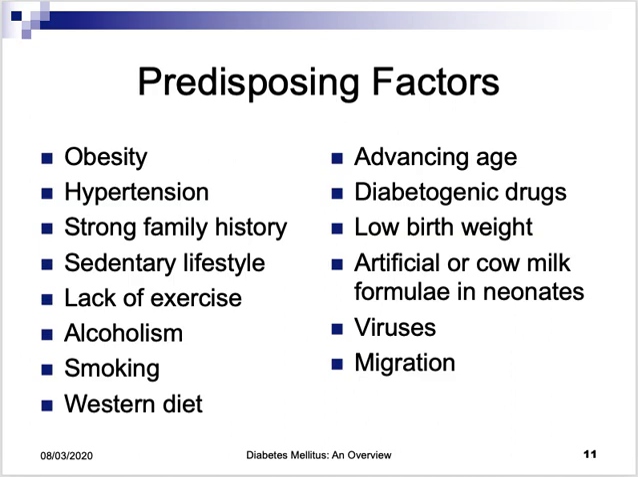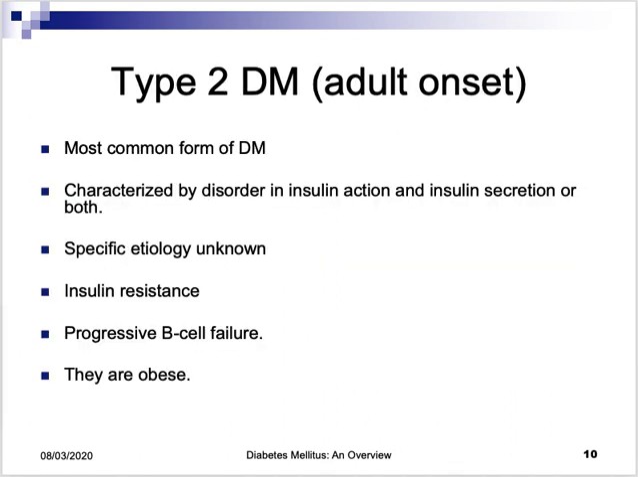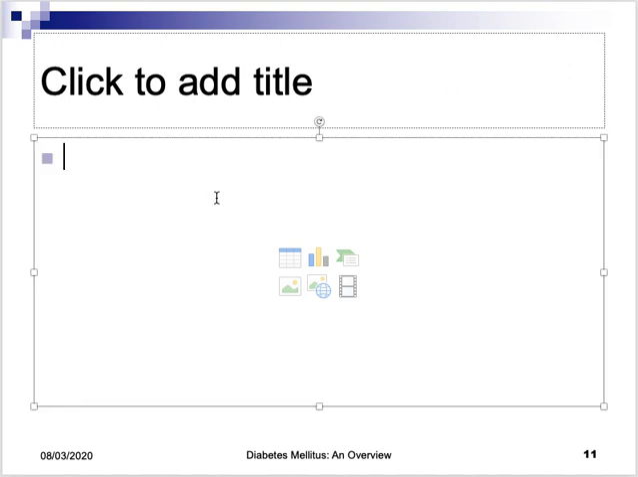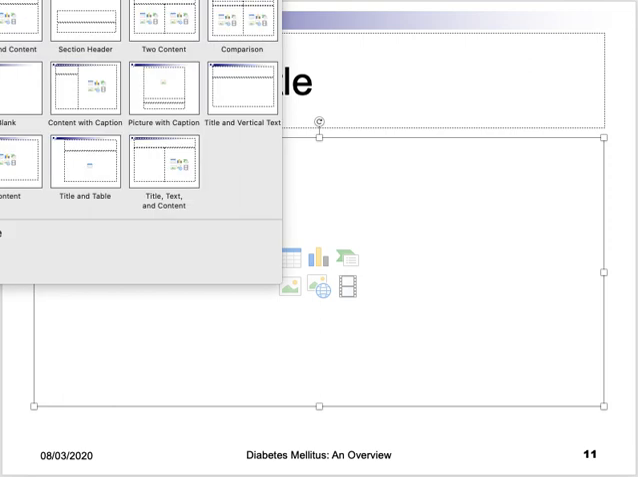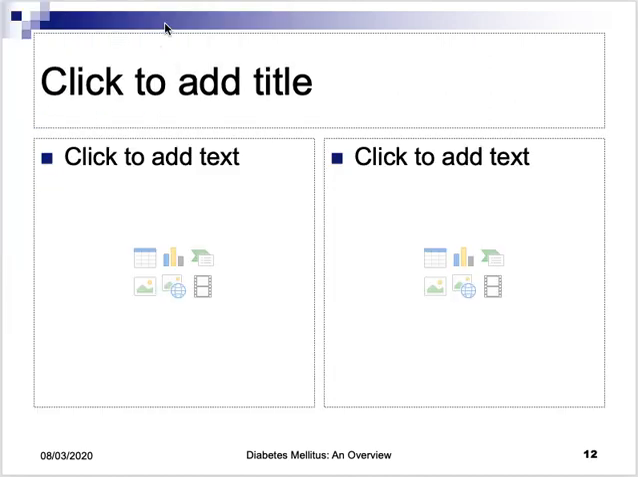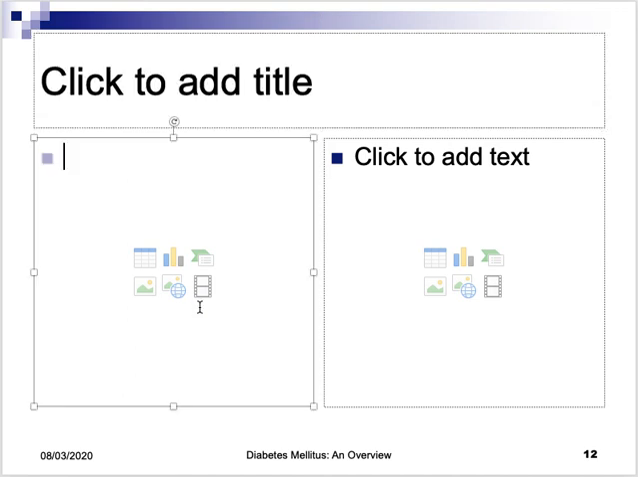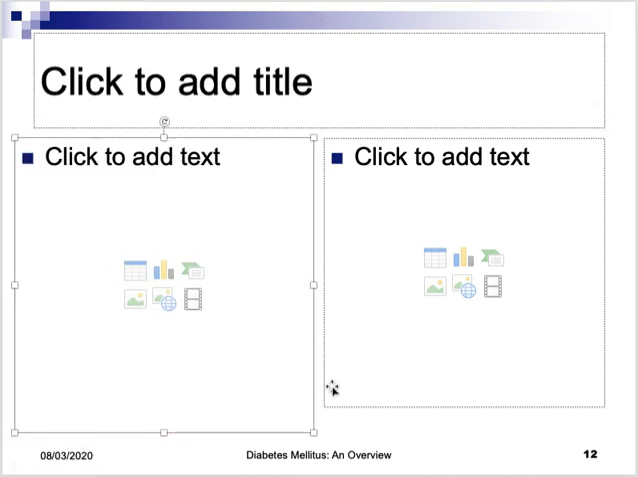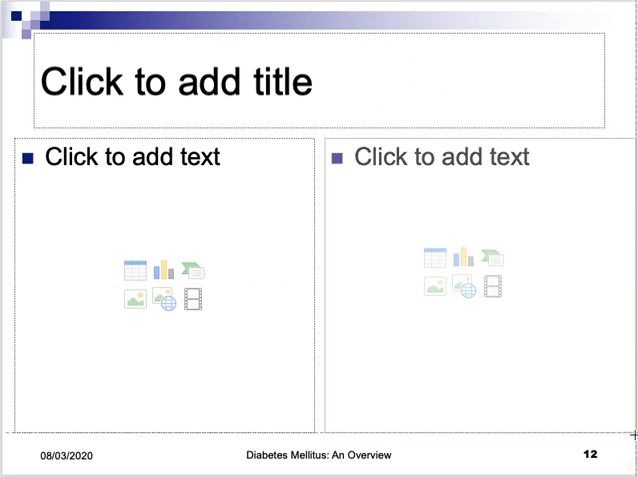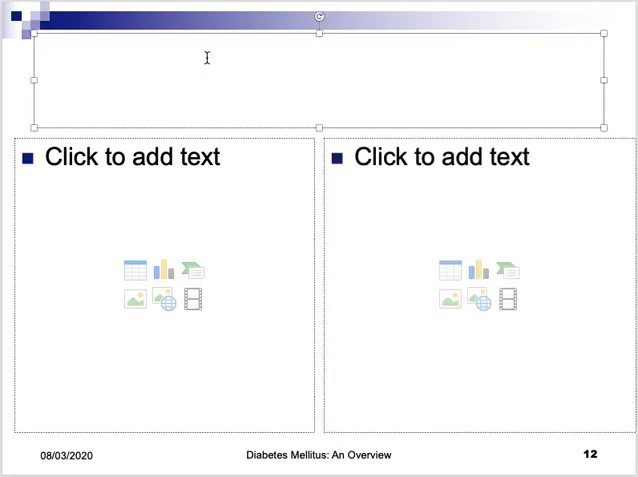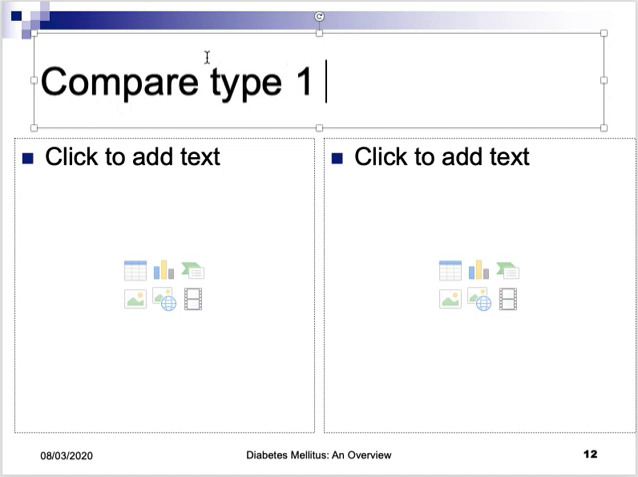Now I would like to make a new slide over here, and I would choose this slide to be in two sections with two contents. For example, if we have to talk about the differences between type 1 and type 2, I think that's very important to know. So we will compare type 1 with type 2 diabetes mellitus.